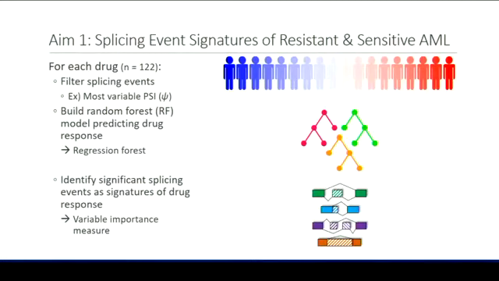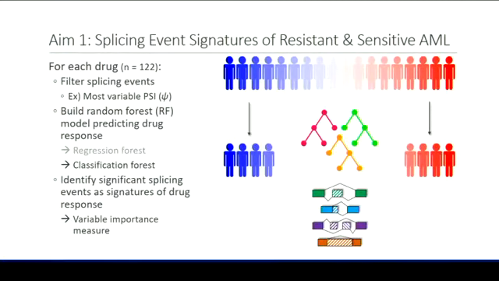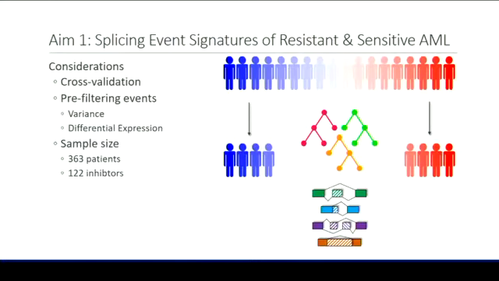An alternative approach that I'm looking at using is a classification forest, and this is based off what they did in the Beat AML paper. They took the top and bottom 20% in terms of drug response and pre-labeled those as either sensitive or resistant. In that case, I would pre-label those and build a classification model for predicting either sensitivity or resistance. And in the same effort, I would then find my significant splicing events to represent each drug.